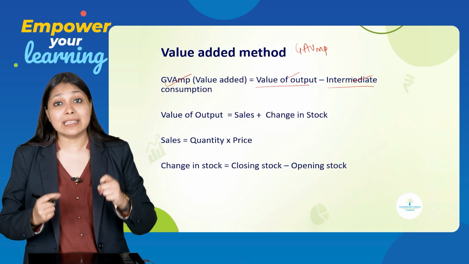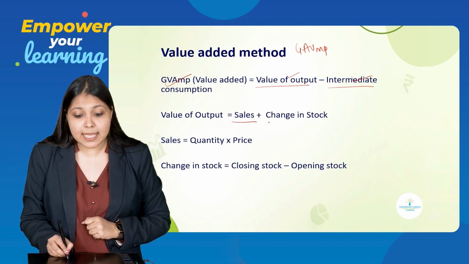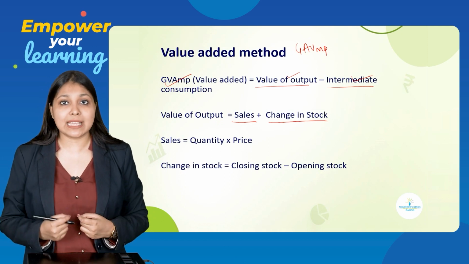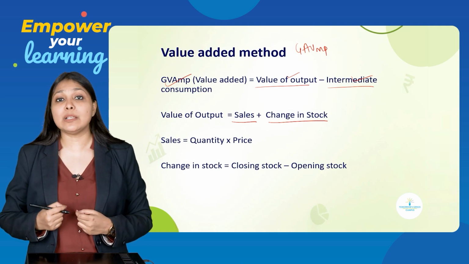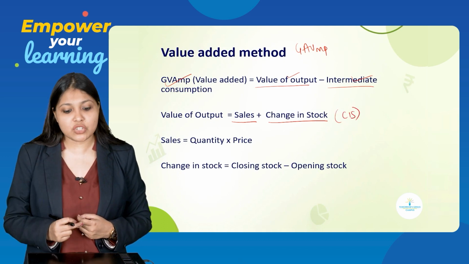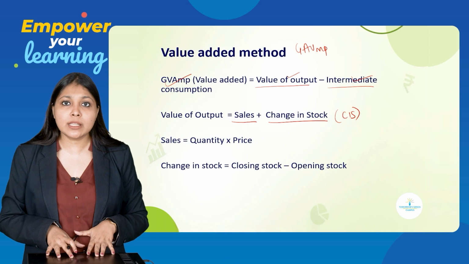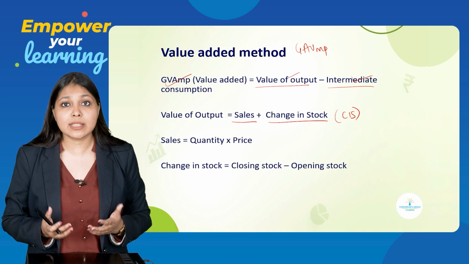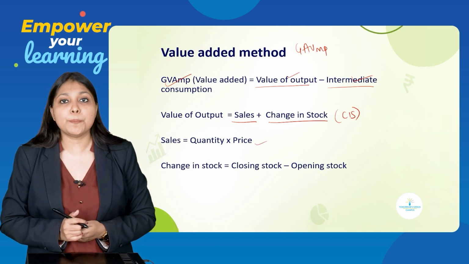So for that, you again have one formula. Value of output is equal to sales plus change in stock. So if value of output is not given to you in the question directly, then you have a formula: value of output is equal to sales plus CIS. CIS is nothing but change in stock. Now again, what if sales is given to you directly in the question? Then no problem at all. But if sales is not given to you directly, then again you have a formula, that is quantity into price.